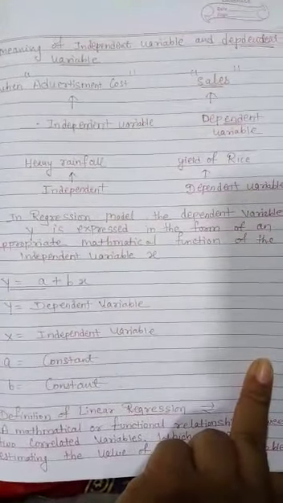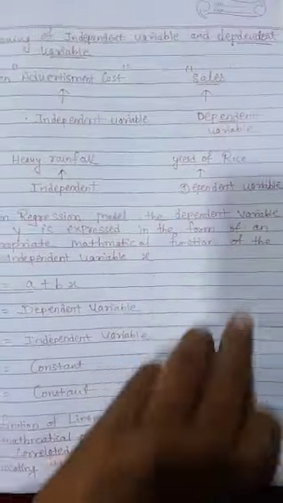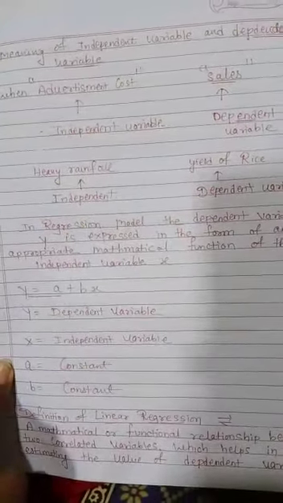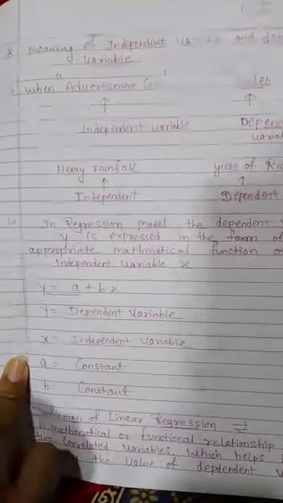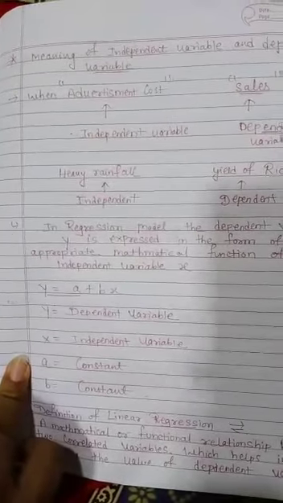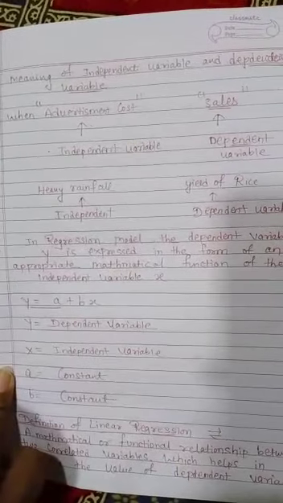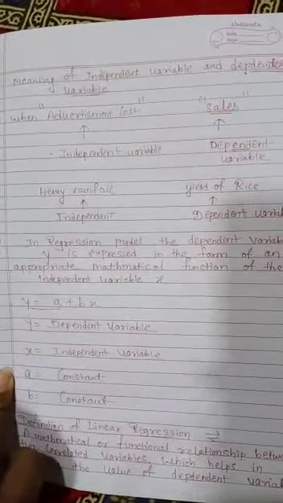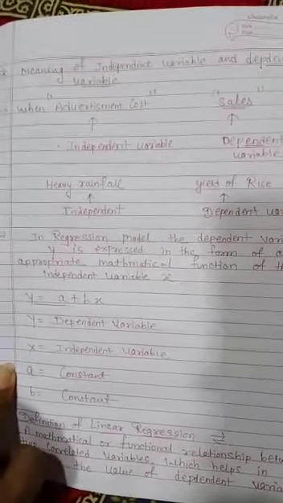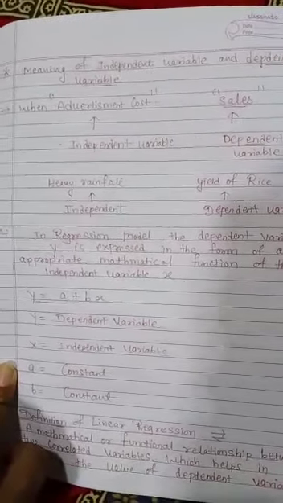So friends, directly or indirectly, sales of any organization, somehow it depends on its advertisement cost. Means, if the organization has increased their advertisement expense, then obviously their sales will increase. So can we say that sales depends on advertisement cost? Yes or no? Sales always depends on advertisement cost.